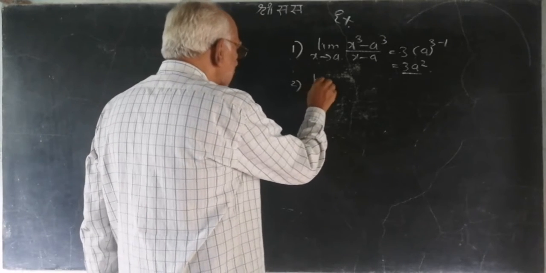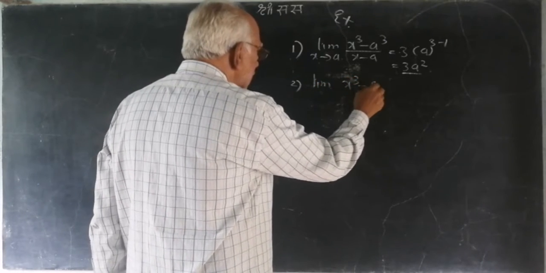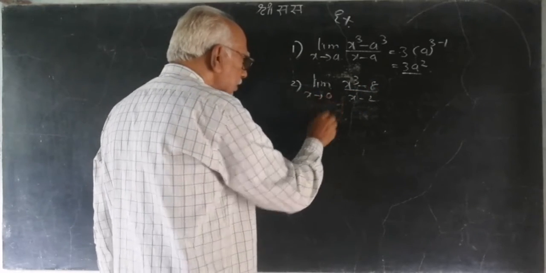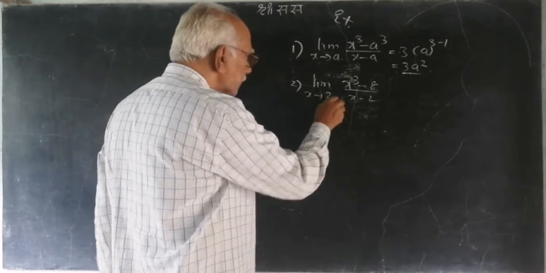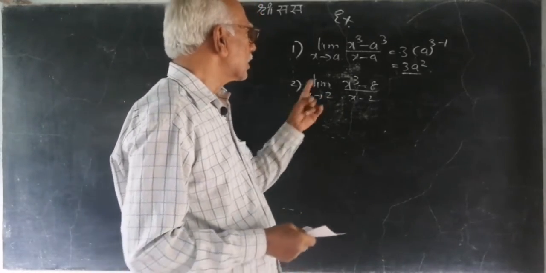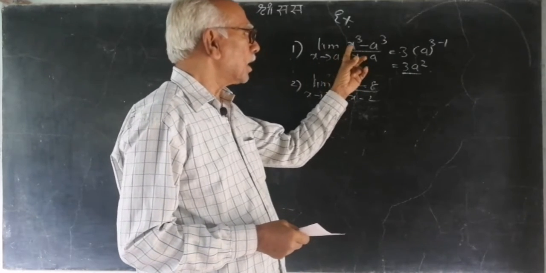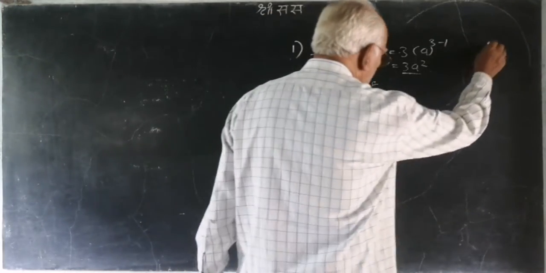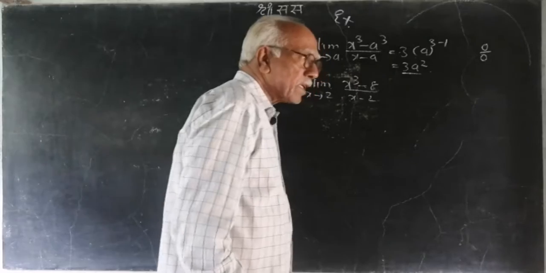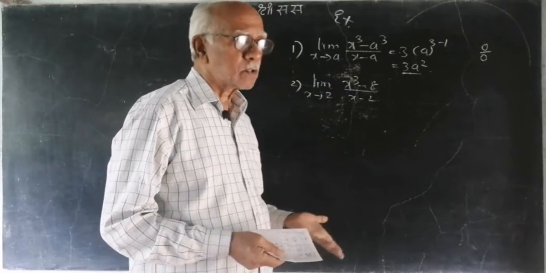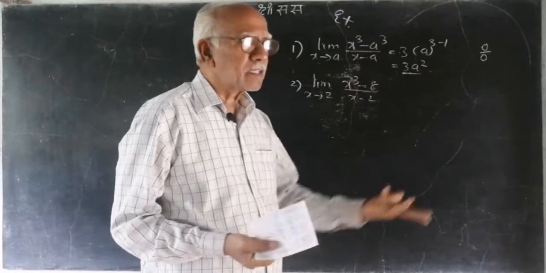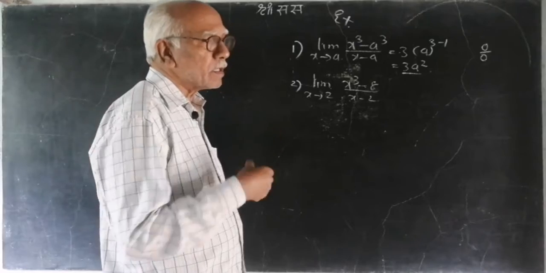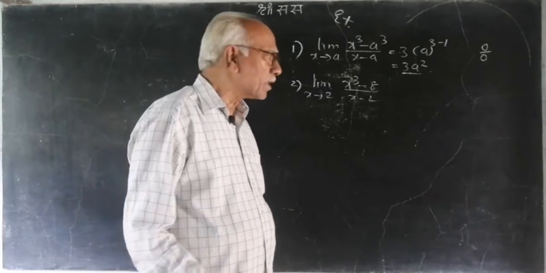Now, in a similar fashion, it can be given in this sense: x cube minus 8 upon x minus 2 as x tends to 2. Here also, if you put x equal to a, a cube minus a cube is 0, a minus a is 0, so it is in the form 0 by 0. So, first you try to write the form. If it is an indeterminate form, then you can continue the solution. Otherwise, if you get exactly a value, then there is no need of a solution.